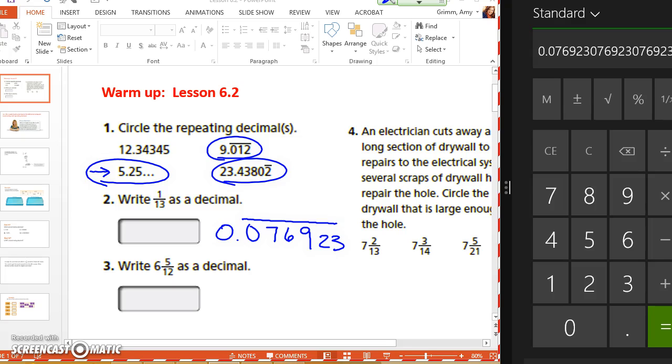I like the green calculators on your computers because they give you a bigger window to look at to see the repeating. Does that make sense, or do you want me to explain it some more? Is that okay? All right, let's look at the next one.